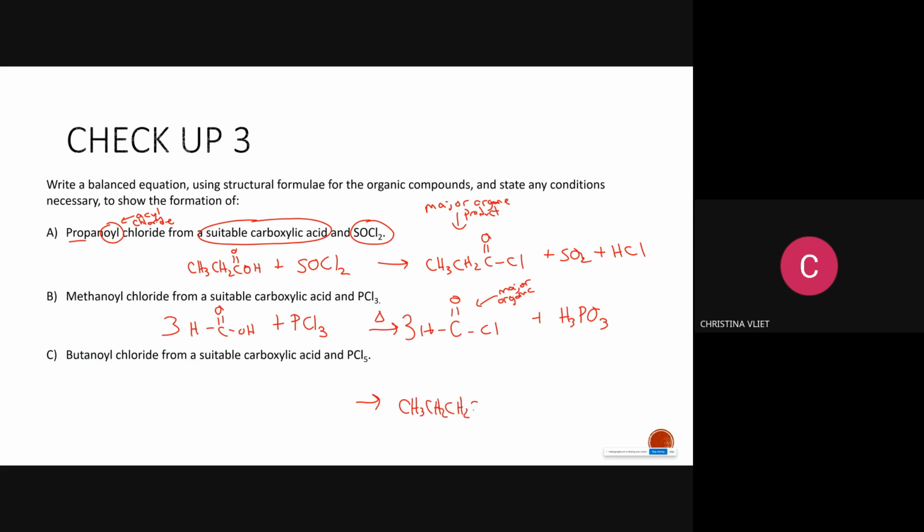Right. So COCl. I need butanoic acid, CH3CH2CH2COOH, plus what? They tell us PCl5. And if you want to go for the byproduct, it would be POCl3 and HCl. No special conditions. So those are the types of reactions that you get to make acyl chloride.